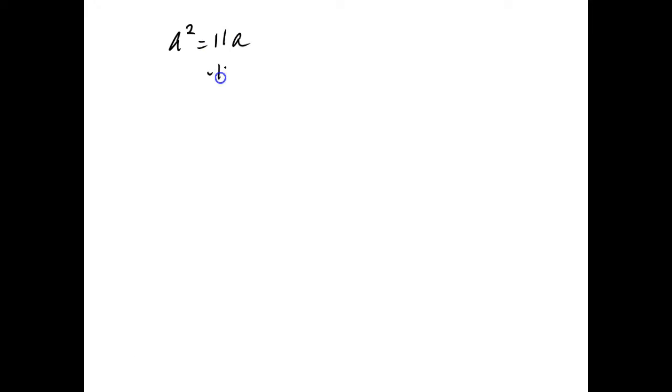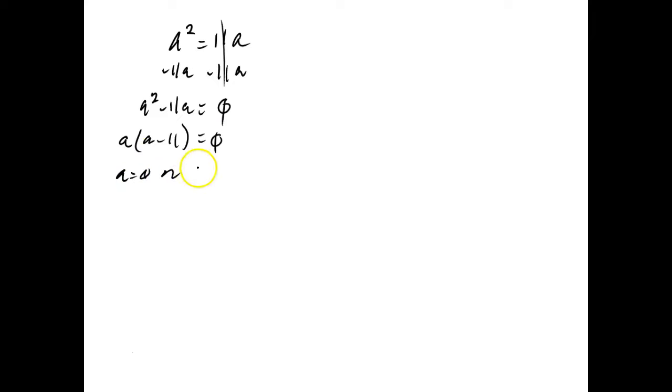Subtract 11a from both sides. Very good. Okay, what does the left-hand side now? a squared minus 11a. And on the right you have 0. That's what we want. Now what? Factor on the left. Factor out an a. And what do you have left? a minus 11 equals 0. Now what? Either a is equal to 0 or a minus 11 has to be equal to 0. What does that tell you? a is equal to 11.